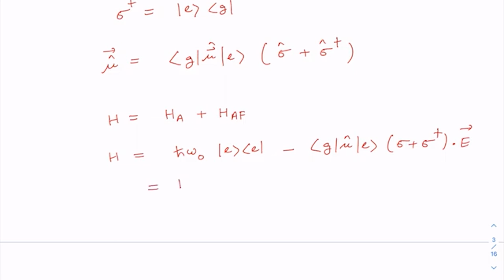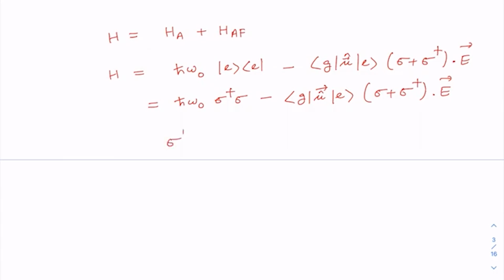Sometimes we can write this also as ħω₀ σ†σ. Let me quickly show you. σ† is the atomic raising operator, going from the ground state to the excited state, and σ is the lowering operator, going from the excited state to the ground state. You can always remember it this way; it is easy.